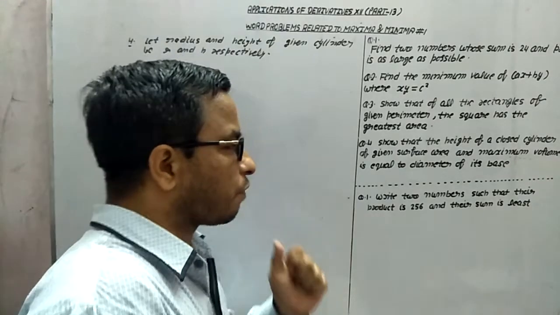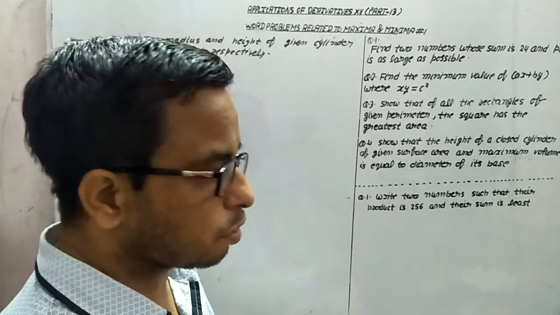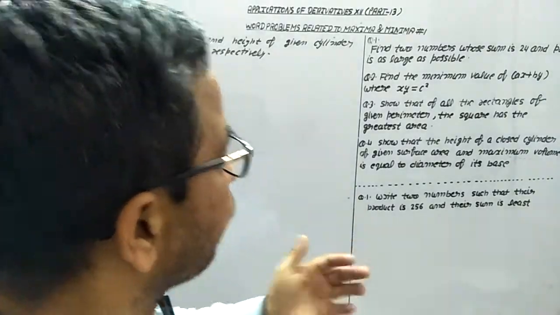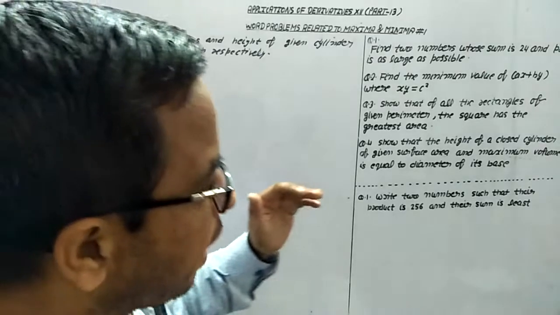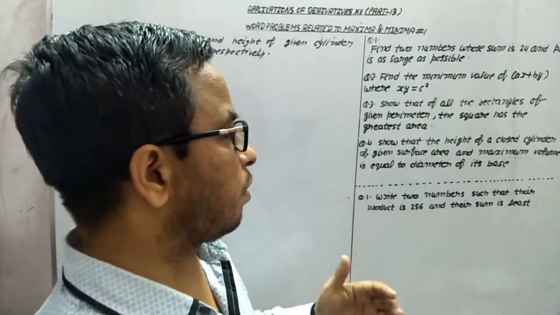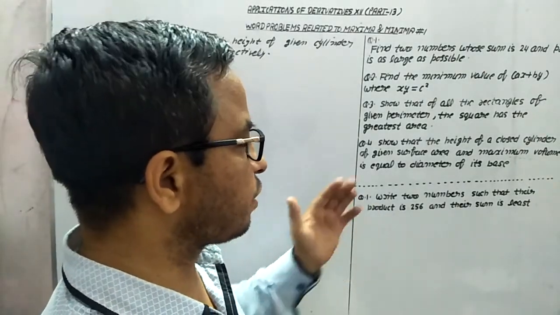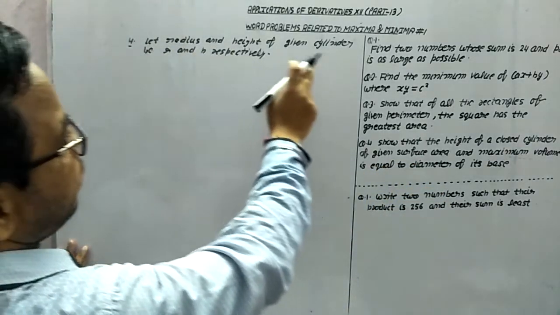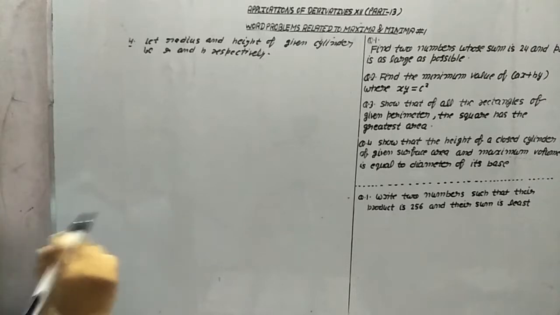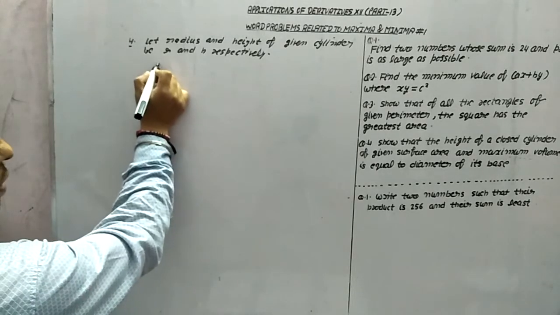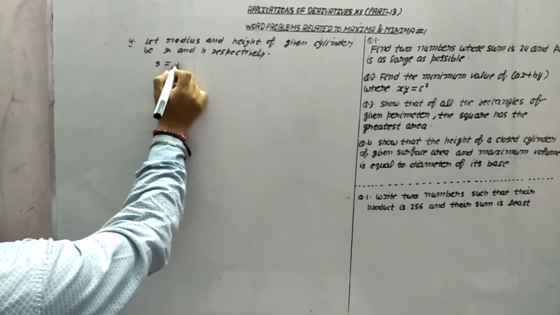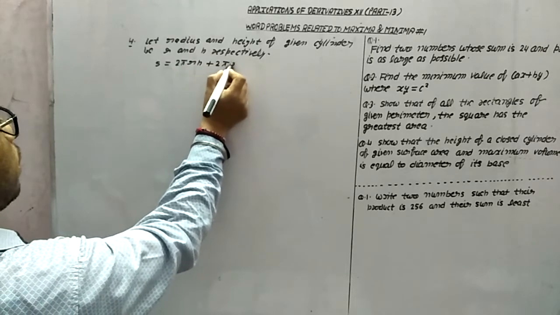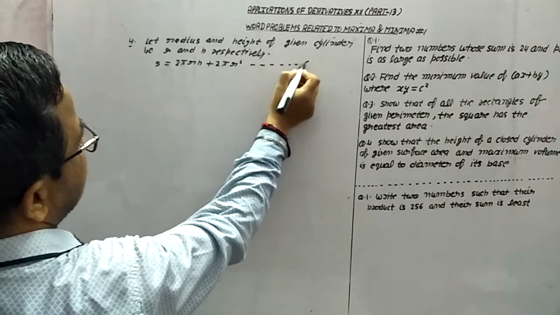Here the surface area is given, and because it is a closed cylinder, we will take the total surface area. We have to prove that when volume is maximum, the height of the closed cylinder is equal to the diameter of its base. So let the radius and height of the given cylinder be r and h respectively. Now what is the given condition? S, the surface area, is 2 pi rh plus 2 pi r square. This is the given condition, equation 1.